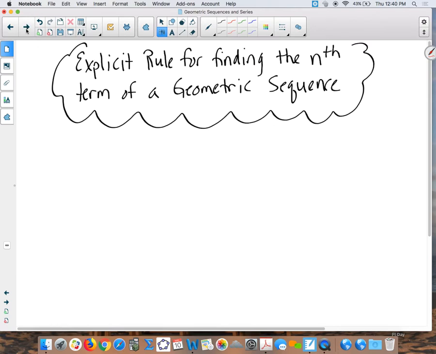So just like with arithmetic, we want to have an explicit rule for being able to find the nth term of a geometric sequence. So the rule is the following. a sub n equals a sub 1 times r to the n minus 1. So just like with arithmetic, a sub n is representing the nth term, a sub 1 is the first term, r is the common ratio, and n, of course, is the number of the term.